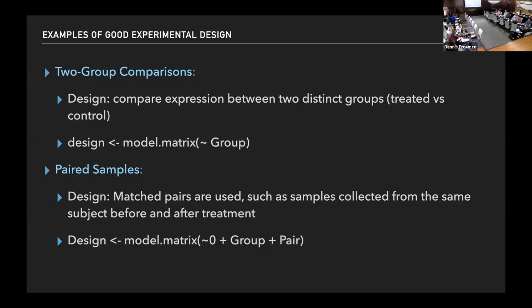Oftentimes we also have paired samples. So say they were not treated, and then the same patient was treated later, so pre and post treatment. Well, on the analysis side, I need to know that. I need to know which samples are pairs of one another. So then we're going to add that into this model matrix, Limma design, to account for the pairing of the repeated measures for the statistics.